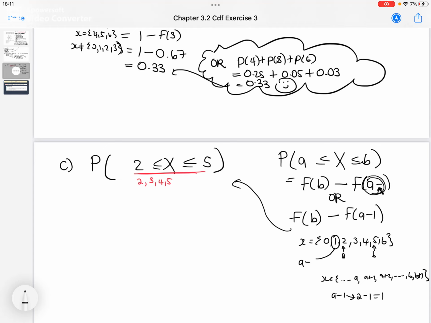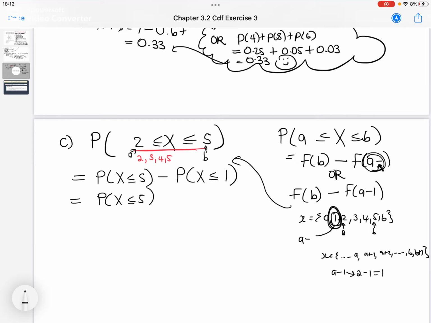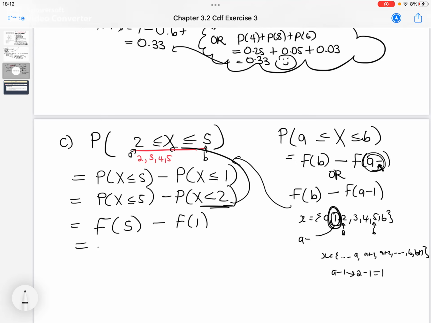All right, so let's go back to calculating this if you're confused. The probability of x being greater than or equal to 2 and less than or equal to 5, using the proposition, is equal to, if b is 5 and a is 2, the probability of x being less than or equal to 5 minus the probability of x being less than or equal to the value on the left hand side of 2, which is 1. In other words, I can write it as the probability of x less than or equal to 5 minus the probability of x less than 2. So you're excluding 2. Remember here you're including it. So it's equal to F of 5 minus F of 1.